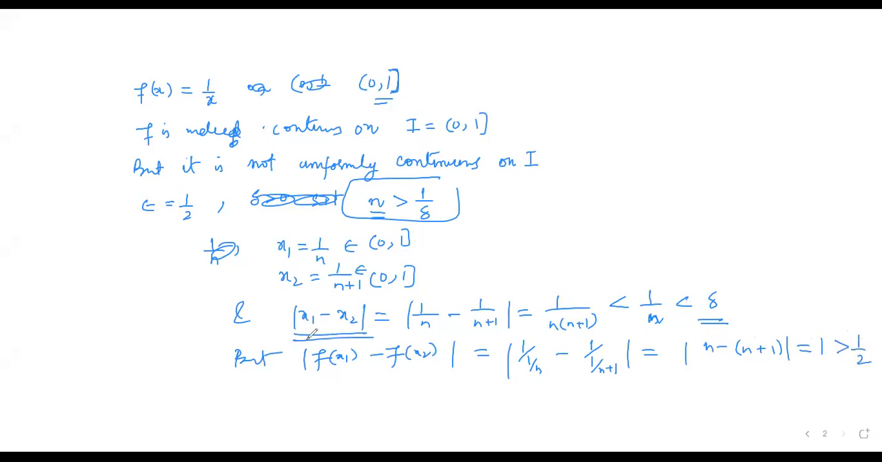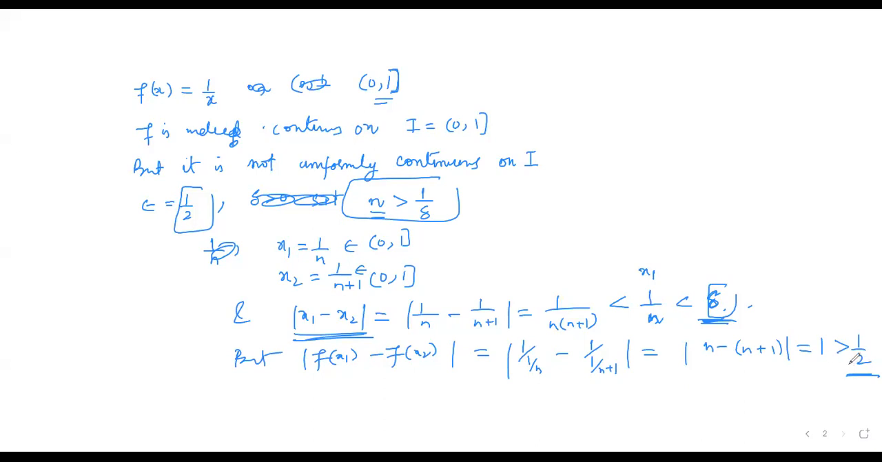Although |x1 - x2| is less than this positive number delta, this difference is always bigger than epsilon. So it doesn't matter what epsilon or delta is, this depends upon n, right? If I take my point x1 less than this positive number, then this condition is violated.